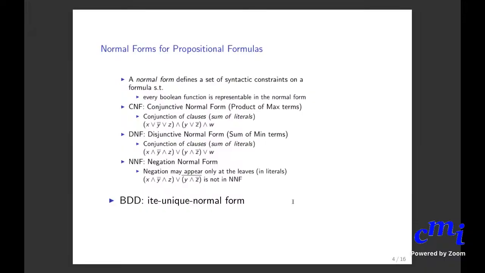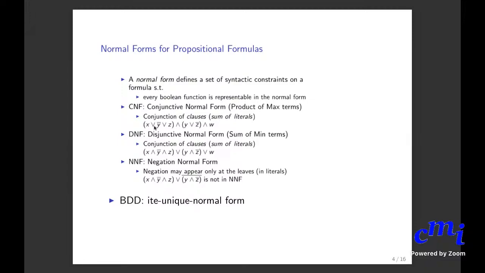But there is another one which is also very widely used to decide Boolean satisfiability, and that is, in parlance, called binary decision diagrams. Maybe some of you have already seen it in your logic course. It's what I call an if-then-else unique normal form.